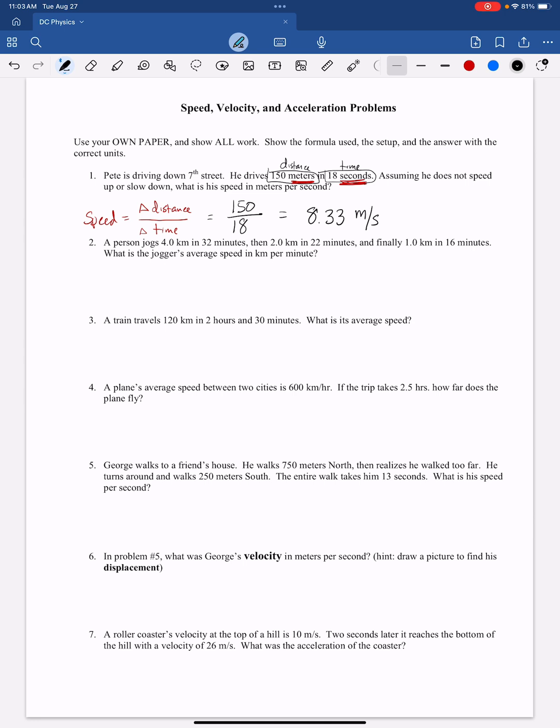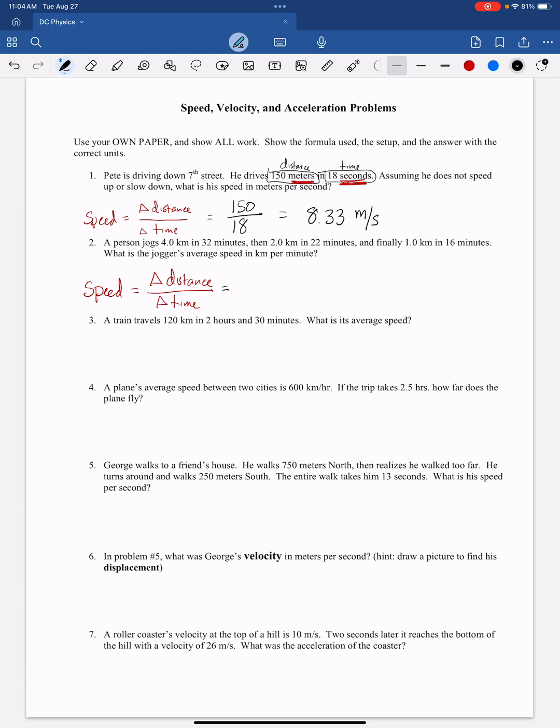Let's try question number 2. A person jogs 4 kilometers in 32 minutes, then 2 kilometers in 22 minutes, and finally 1 kilometer in 16 minutes. What is the jogger's average speed in kilometers per minute? So again, I'm going to reference the equation from question number 1, that speed is equal to my total change in distance divided by the total change in time. Let's see if we can plug some of these things together.